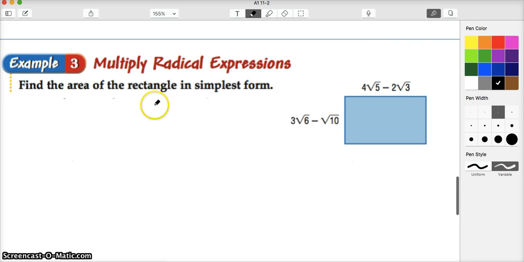Okay, find the area of this rectangle in simplest form.